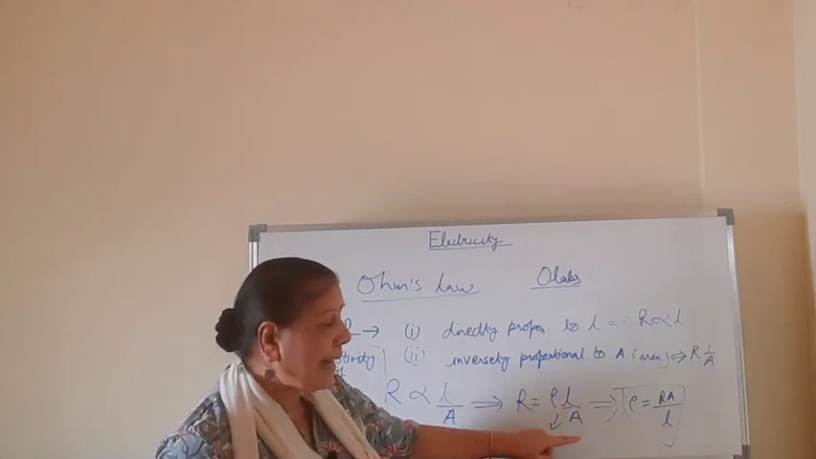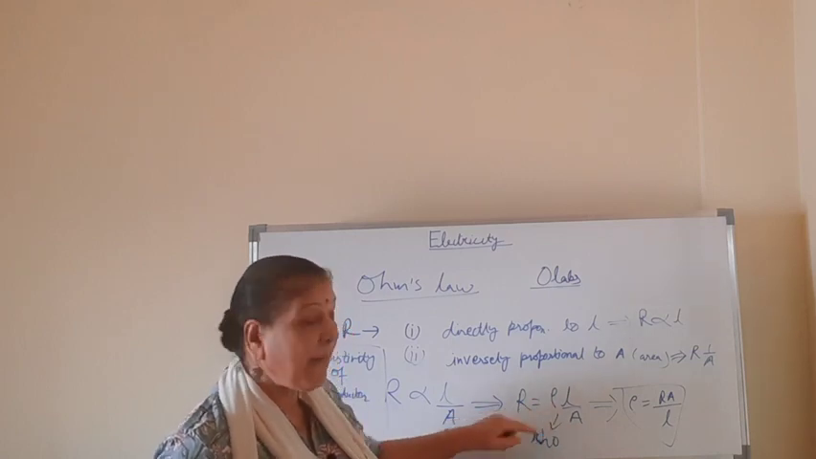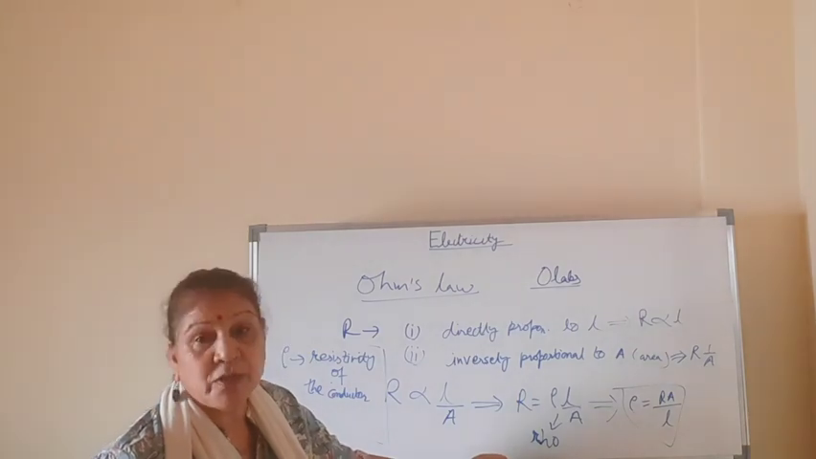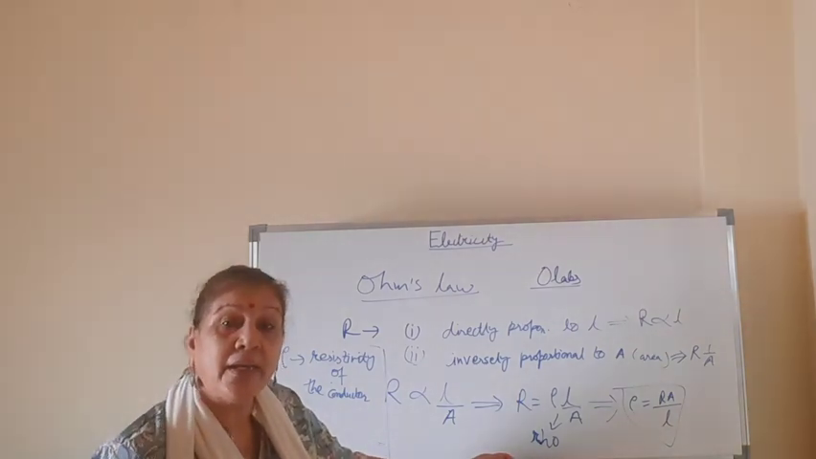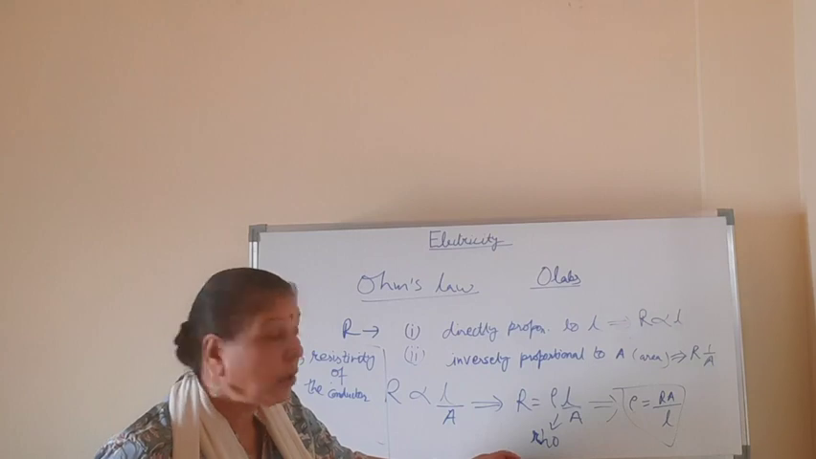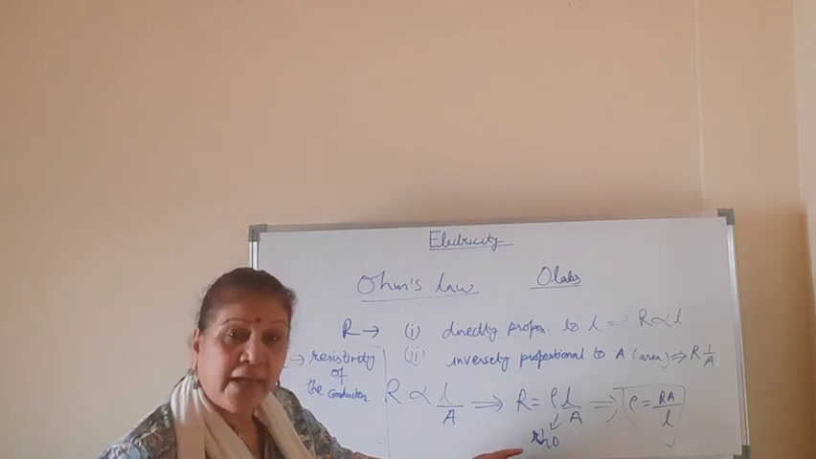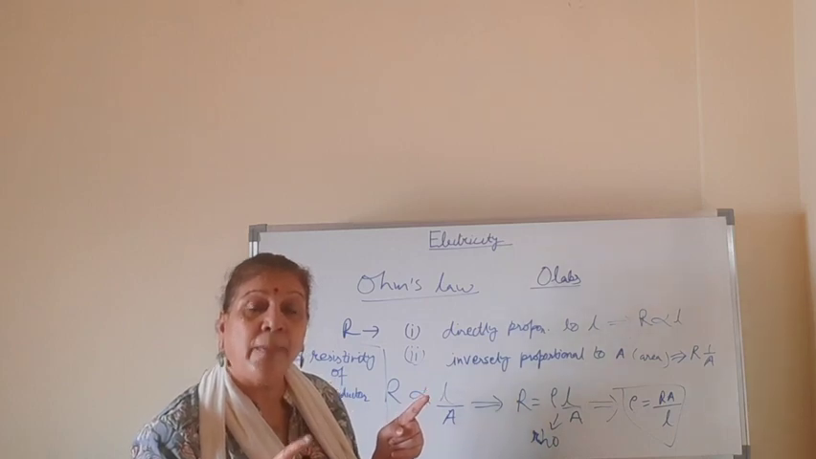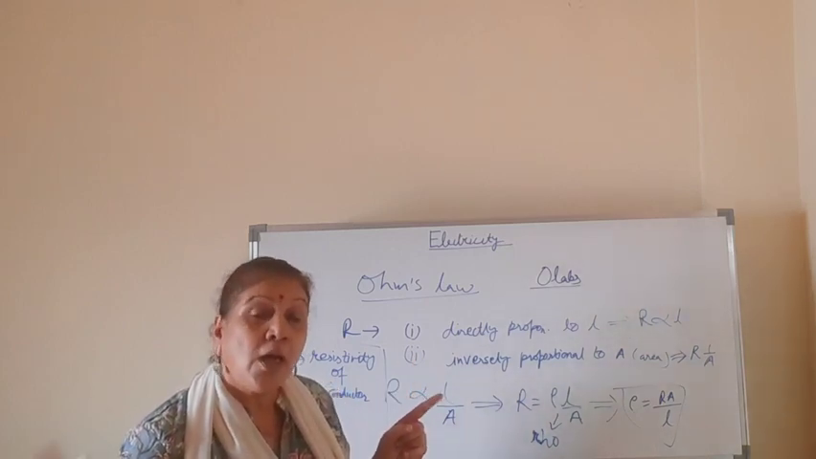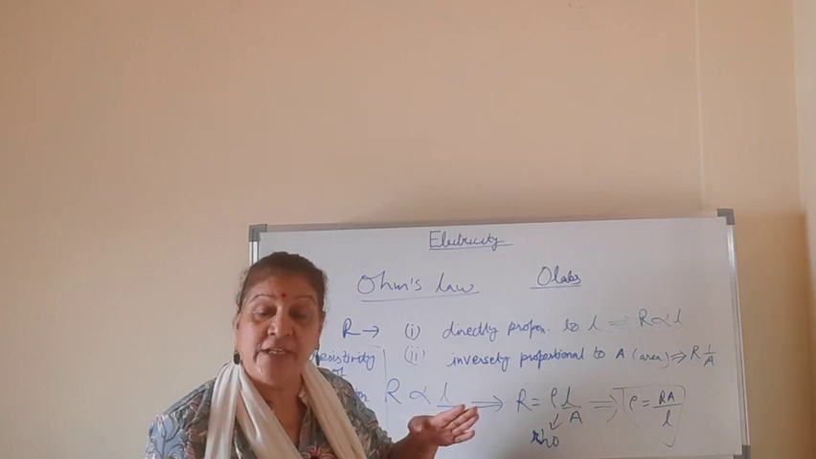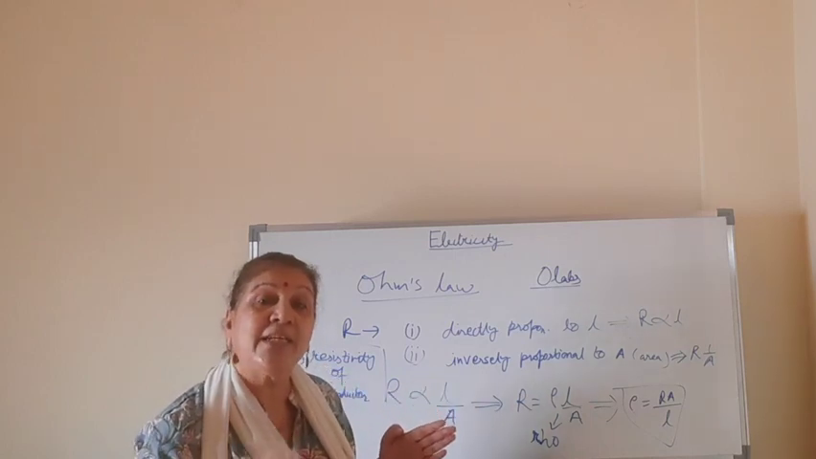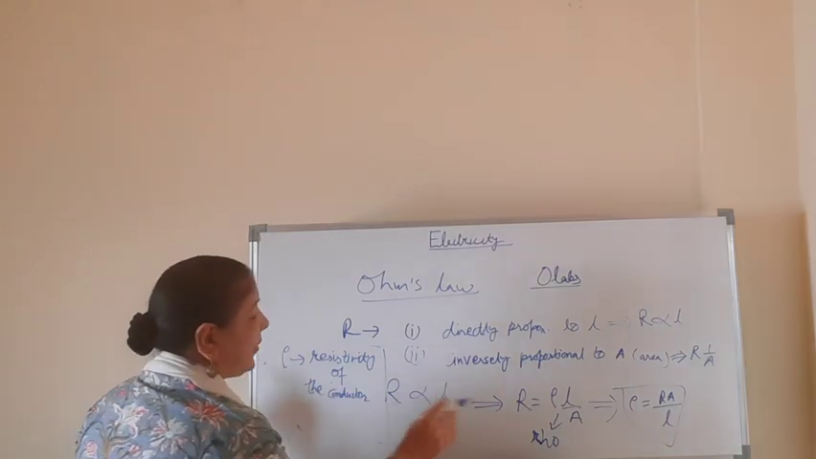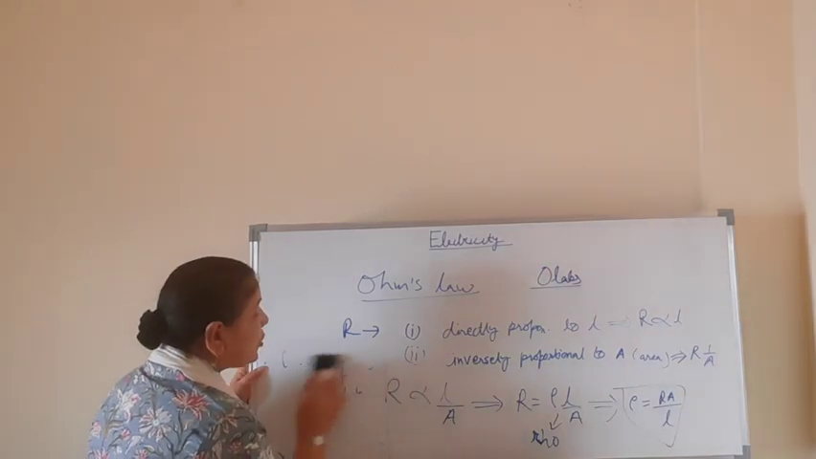R is equal to rho L by A. So rho is equal to RA by L. But it's a constant of proportionality which differs from material to material, and it does not depend on the dimensions like area and length of the wire. If I take a 1 meter wire of copper and a 2 meter wire of copper, it doesn't mean that it's going to change. It will be the same. It only changes from material to material, whereas R is directly proportional to L by A.